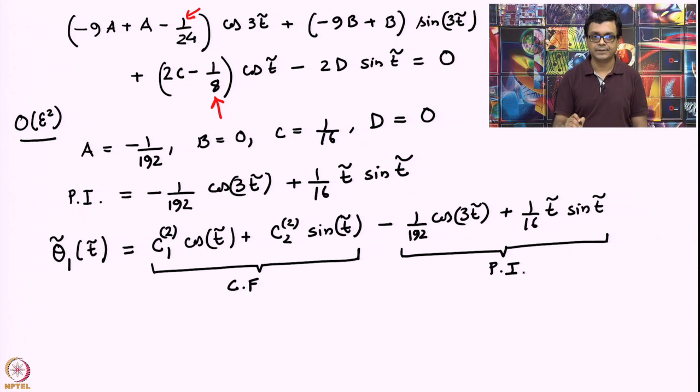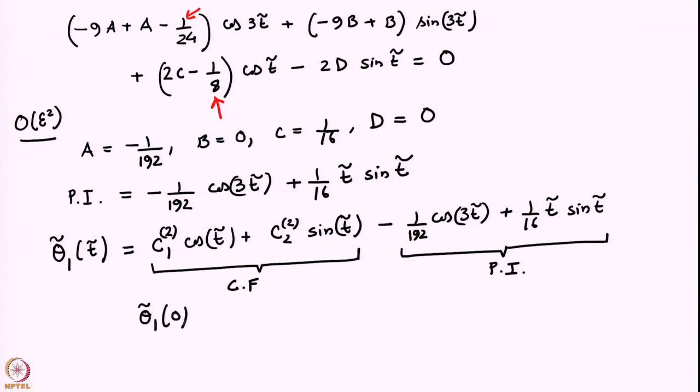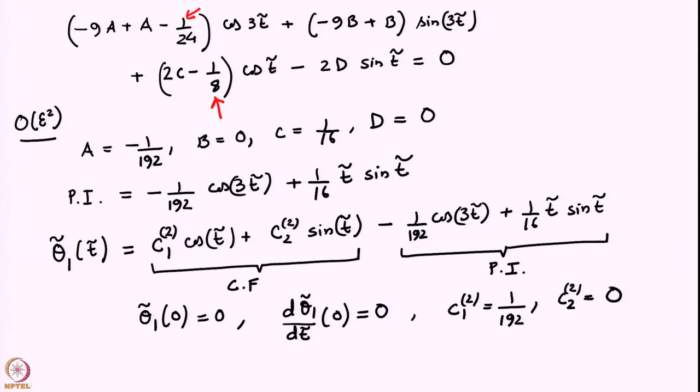Now we have to satisfy the initial conditions. The initial conditions in this case are very simple: θ1(0) is 0 and dθ1/dt̃(0) is also 0. If you do that, then you will find that C1 is equal to 0. We were solving for the nonlinear pendulum using a regular perturbation method, and we had found the general solution up to some order, and then we had fitted the constants of integration using the initial conditions that were provided. Using this, we had found that C1 of 2 is 1 by 192 and C2 of 2 is 0. So, with this information, let us now write the solution of the nonlinear pendulum up to order epsilon square.